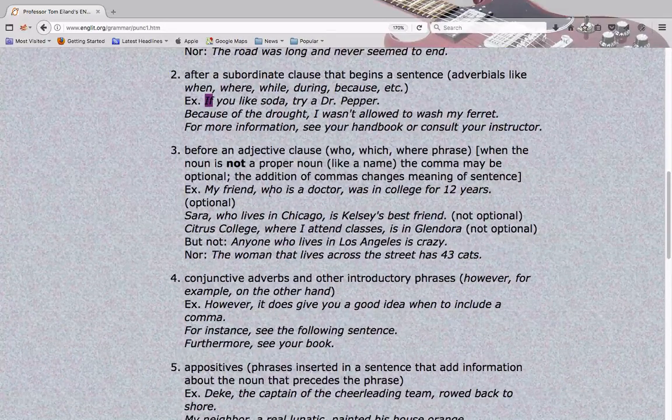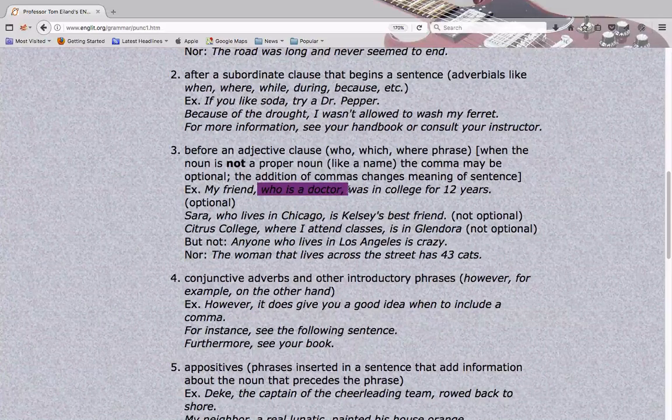Basically, adjective clauses are phrases that are stuck in the middle of a sentence and could be taken out of the sentence, and there are commas on both sides. For example, if you said, my friend, who is a doctor, was in college for 12 years, you could have a sentence that says, my friend was in college for 12 years. The phrase who is a doctor just adds more information, and therefore you would want commas there.